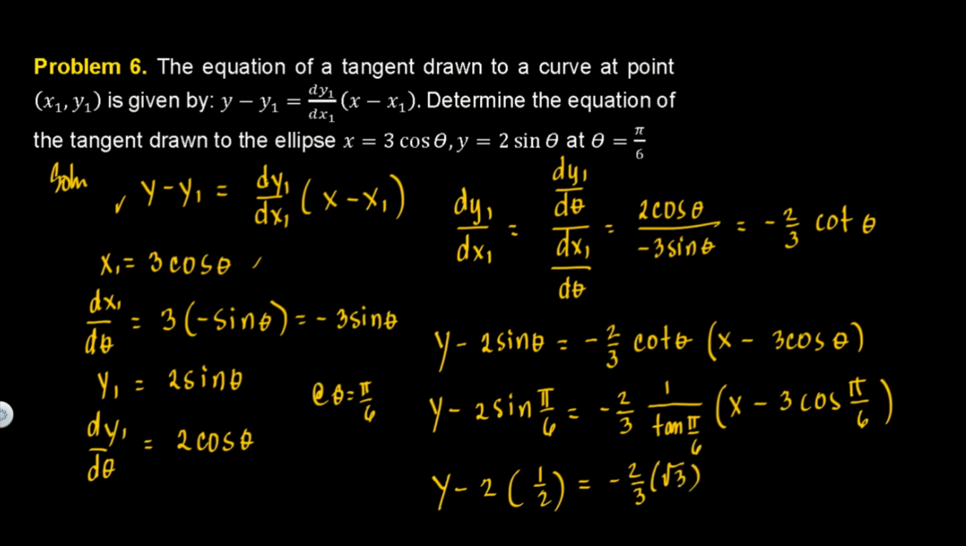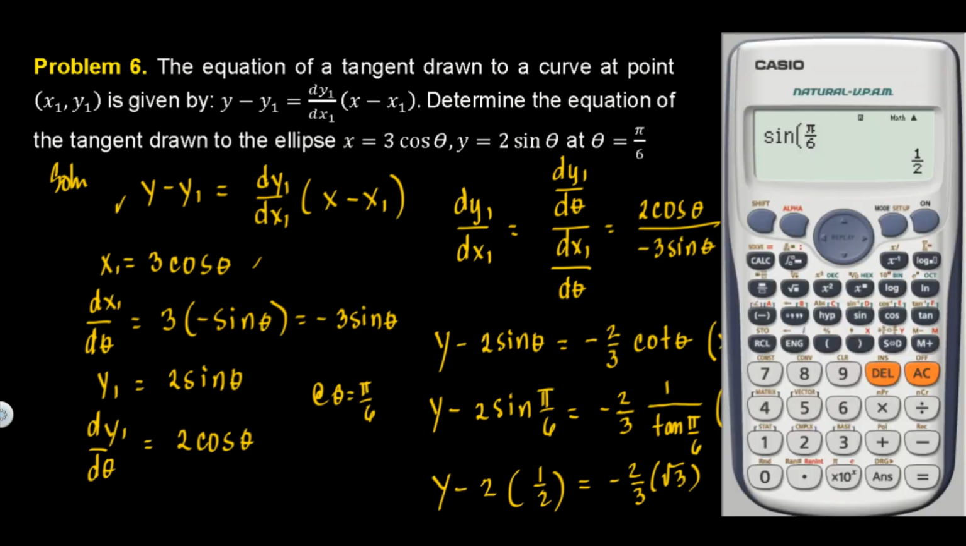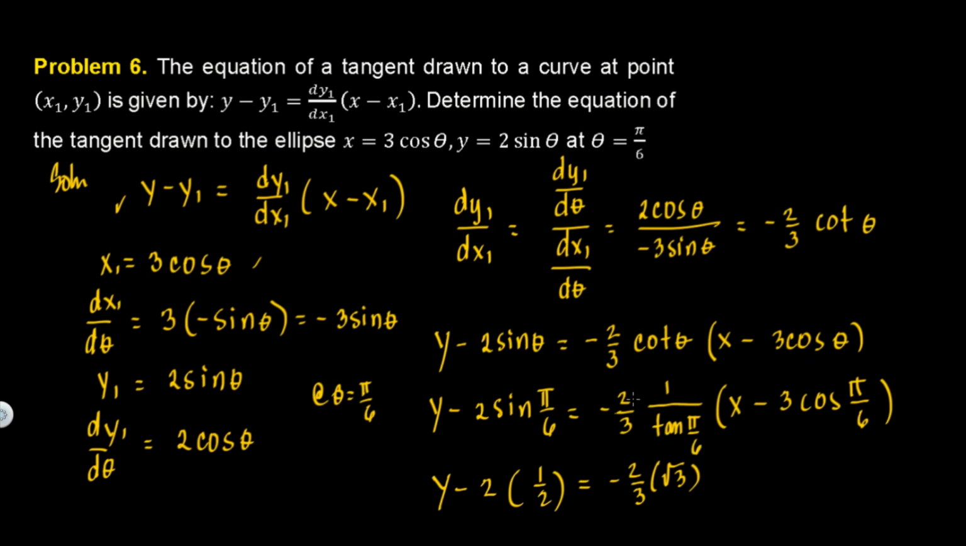Let's compute it. Tangent of pi over 6 equals square root of 3 over 3, right? Then the inverse is square root of 3, correct? So square root of 3. Okay, let's continue. This is the cotangent of theta. Cotangent pi over 6 is square root of 3.